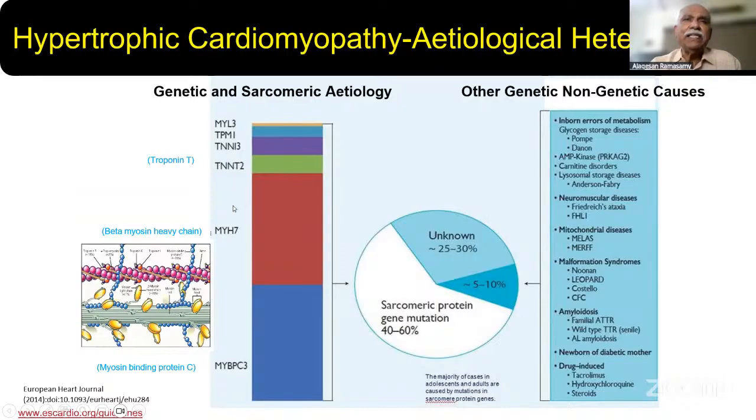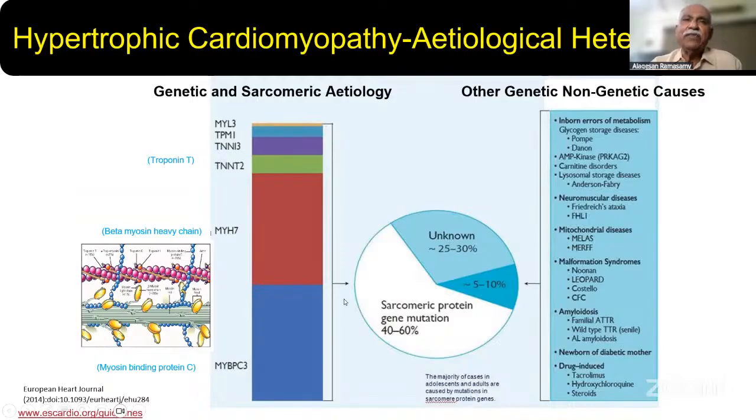If you take a patient with left ventricular hypertrophy, the sarcomeric gene abnormality producing hypertrophic cardiomyopathy is 40 to 60%. In 25 to 30%, we will not be able to find out any genetic cause. In 5 to 10% of the patients, it is non-sarcomeric, with causes of left ventricular hypertrophy due to other genetic abnormalities, or due to amyloidosis or drug-induced left ventricular hypertrophy.